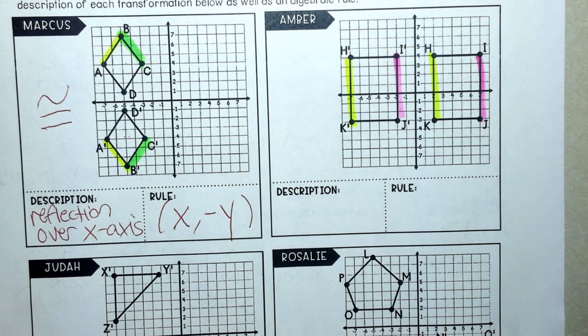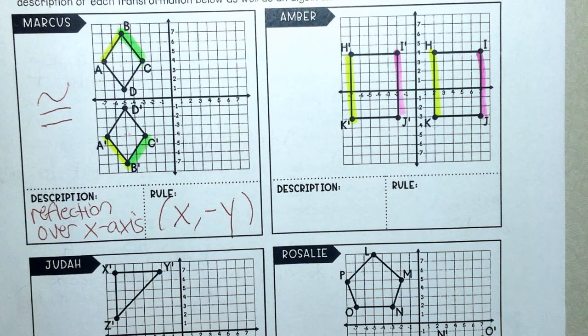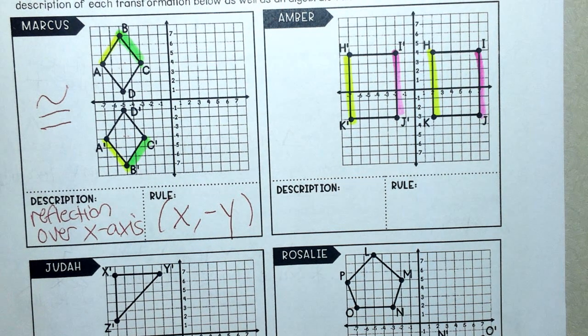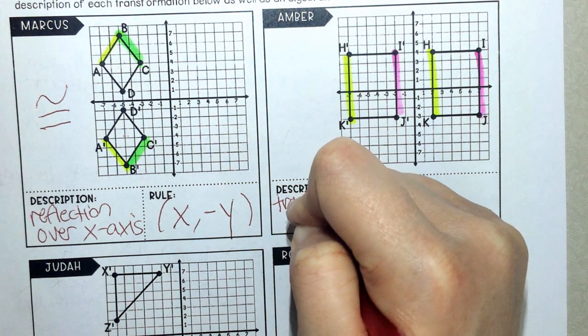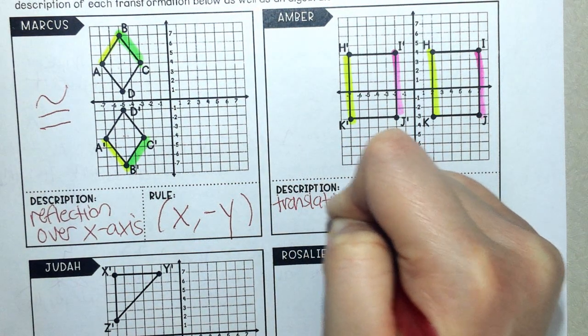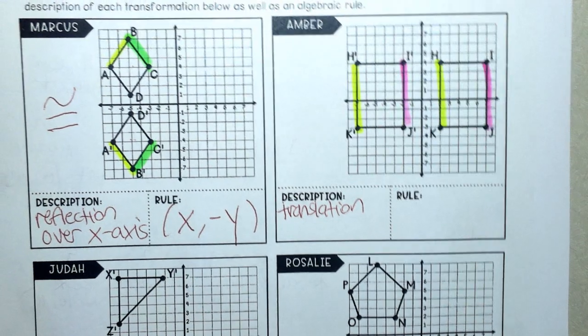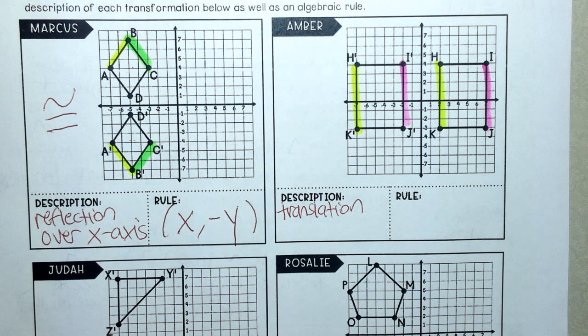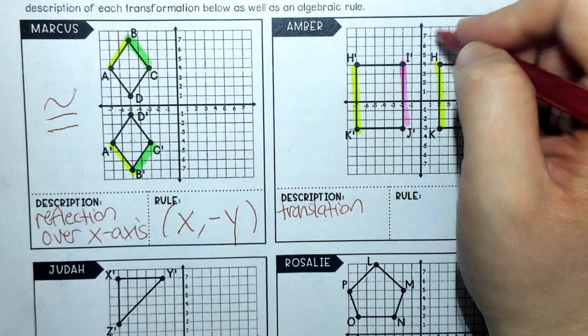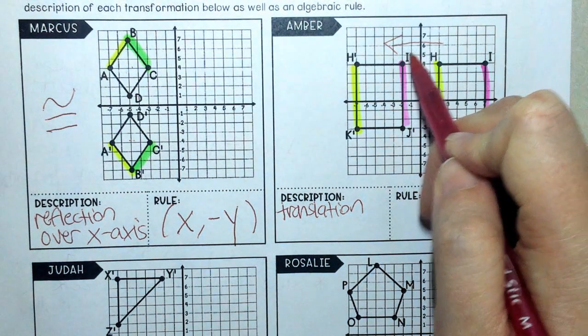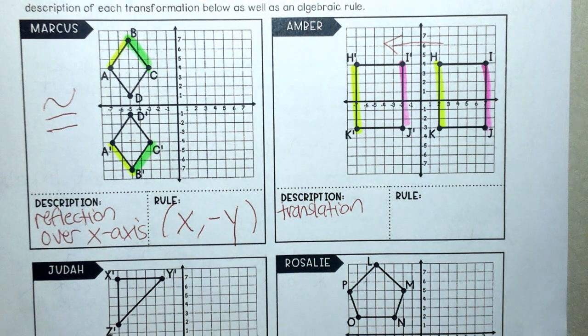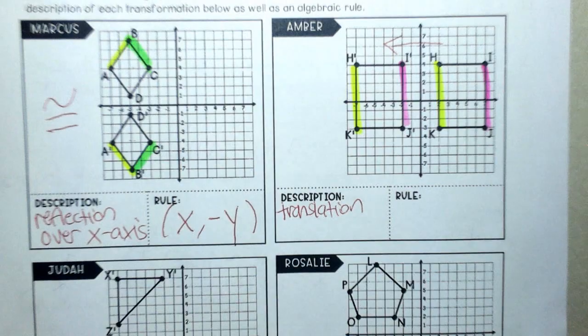Hallie? Yeah. Oh, sorry, go ahead. But that's not how we describe a translation. Translation, we say which direction and how many units it moves. So hold on, let's write translation. So Hallie, which way did it move? Left. If you look, it went that direction because that's the direction of the primes. So it went left. How many units?